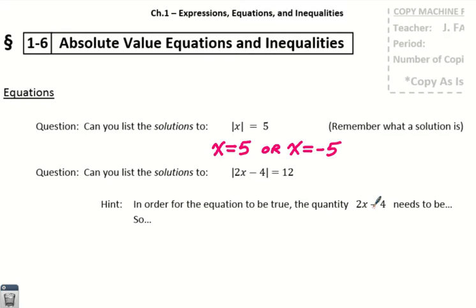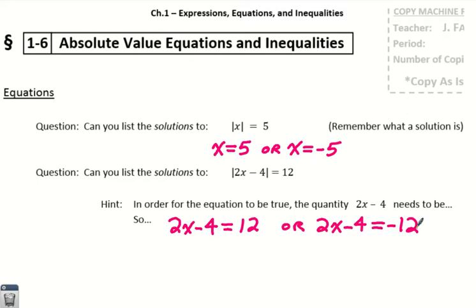minus 4 could be like positive 12 in disguise, or it could also be a -12 in disguise. If that entire 2x minus 4 was equal to 12, we'd be in business. Or if that entire 2x minus 4 was equal to -12, we'd be in business. It would all work out. And so you could literally write that. 2x minus 4 could equal positive 12, or the 2x minus 4 could equal -12.